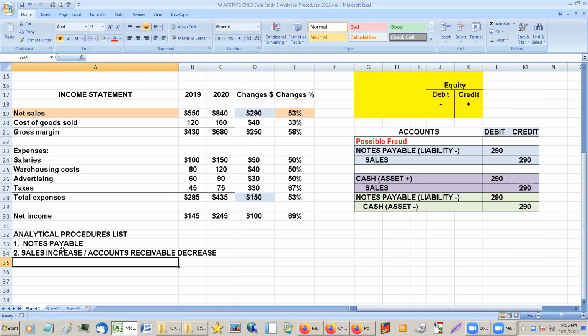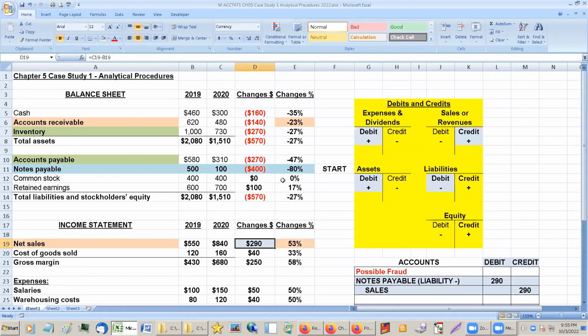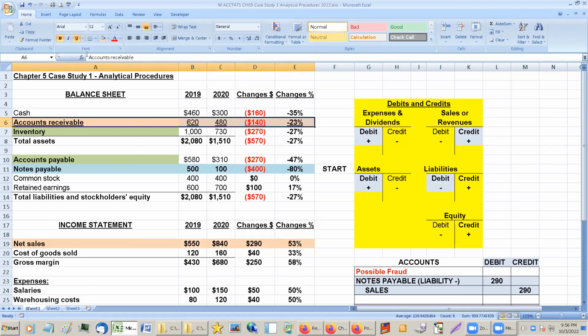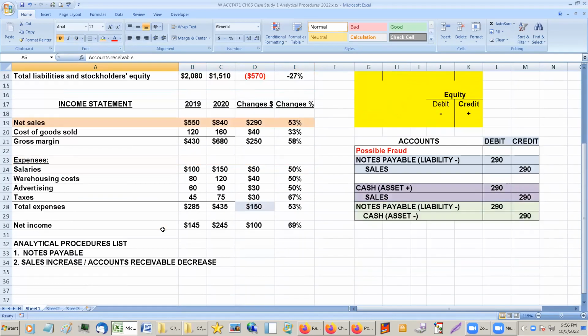Sales increase, accounts receivable decrease. That's an odd one. It's odd to have a decrease in accounts receivable when you have an increase in sales. Usually those two go hand in hand. The more you sell, the more receivables you have. Okay, so those two would be another one to look at.